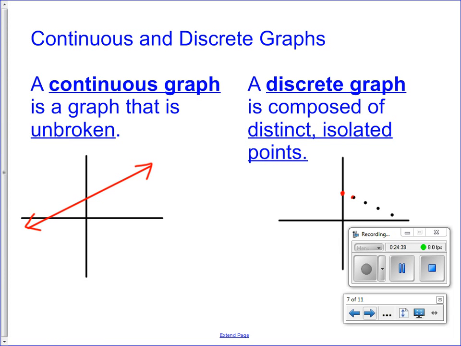Please, on your notes, make sure that you put some points on your graph. They don't have to look exactly like this. However, we are dealing with linear, so they should appear to be in a straight line. Okay?